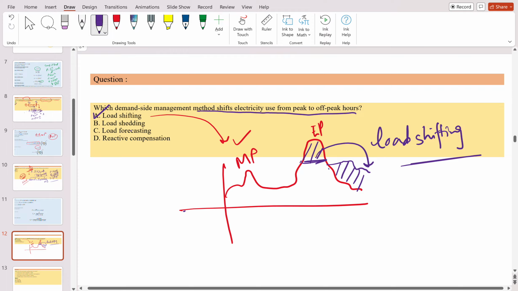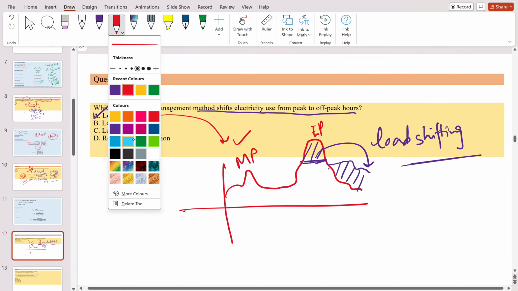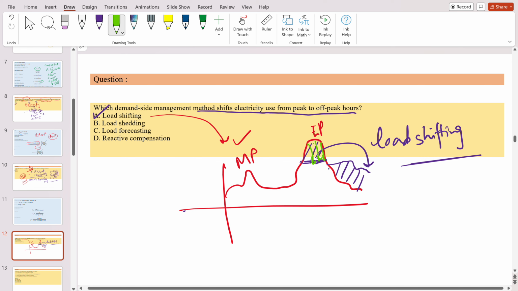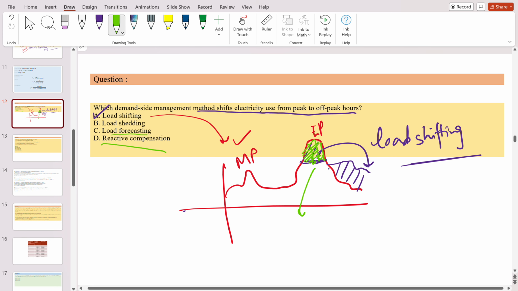But load shedding is basically where you are not shifting anything, you are just reducing the power. Suppose you wanted to curtail it and you don't want to use it in the other time frame, that is not correct. This is a kind of load shedding, and it is not advisable during the operation of a power system. During power system operation, your system should be such that load shedding will be a last resort. And load forecasting is basically predicting what the behavior will be after some time. And reactive compensation is to provide reactive power support when it is required.